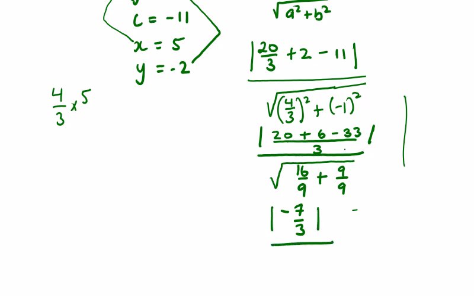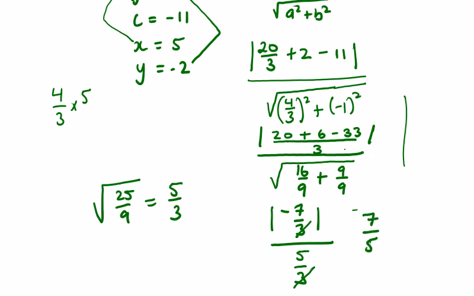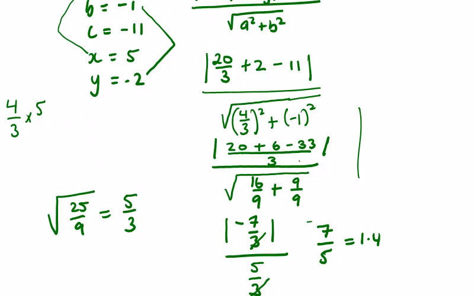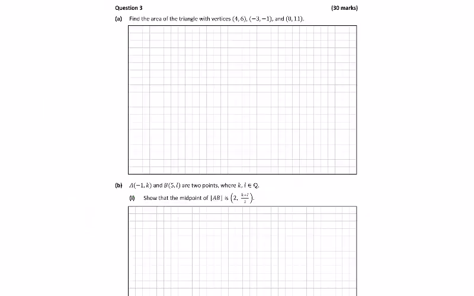And on the bottom, we're going to get the square root, I'll do it off to the side, the square root of 25 over 9, which is the square root of the top and the bottom, 5 over 3. So 5 over 3, and the same denominator, so they'll cancel, and we just get the absolute value of minus 7, 7 over 5 units, and that's equal to 1.4. Are we asked to write it as a decimal? No, so 7 over 5 or 1.4 units is the answer to the second part of this question.